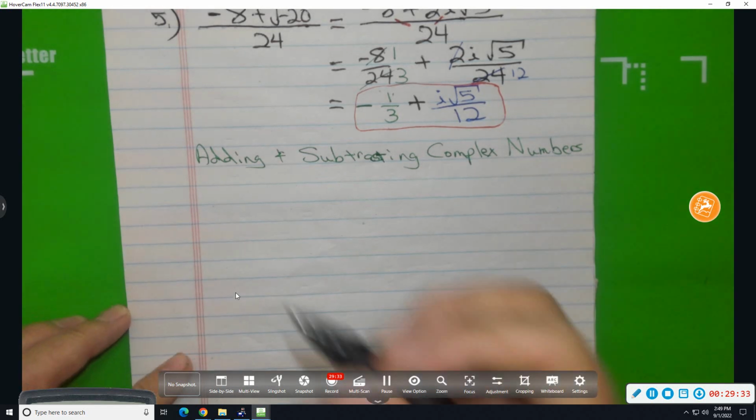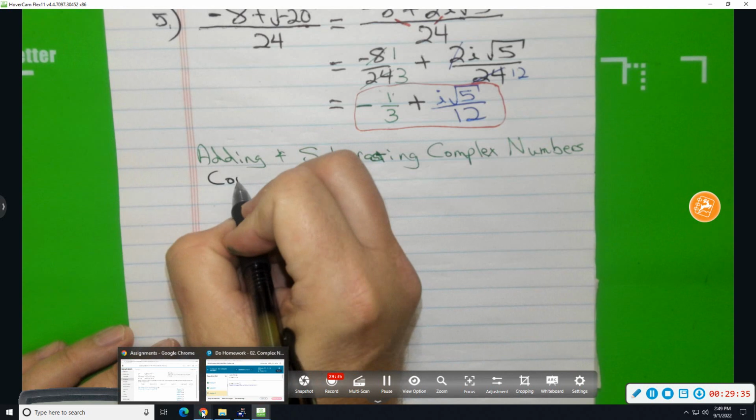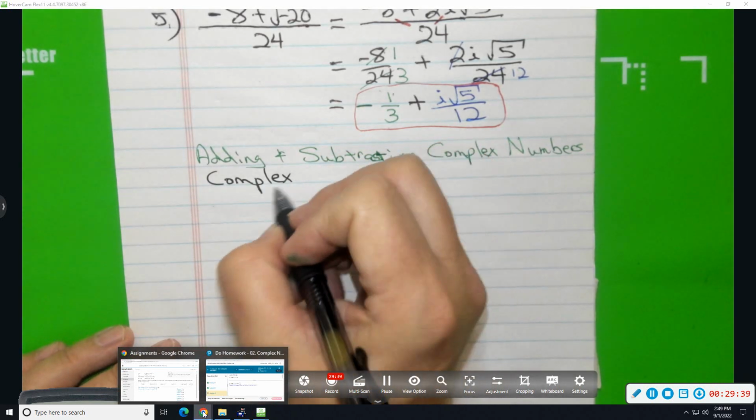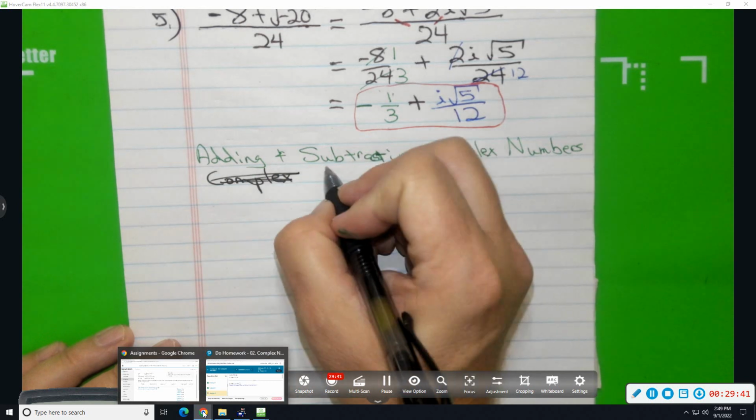And Tim, you didn't write down the problem. Oh, you're going to write out combine like terms? I was going to write combining like terms.